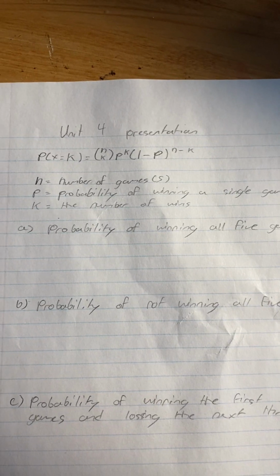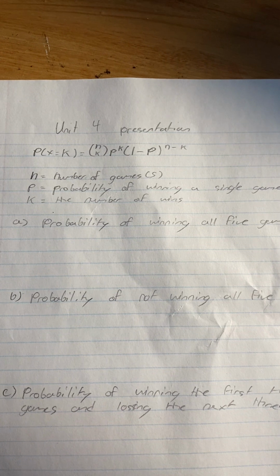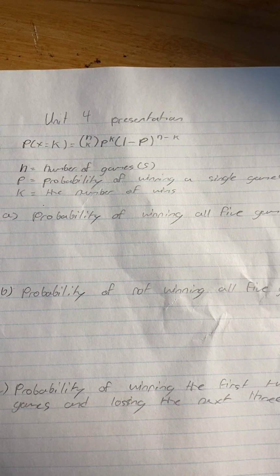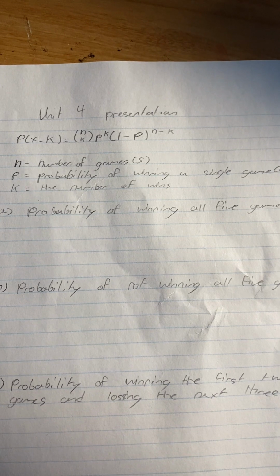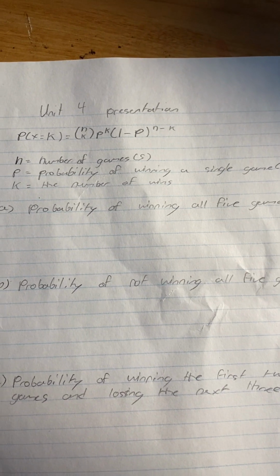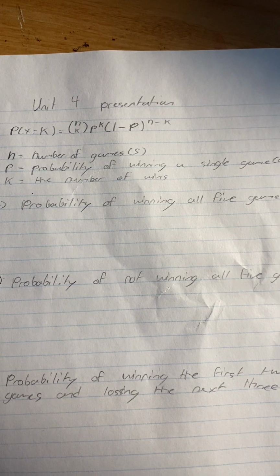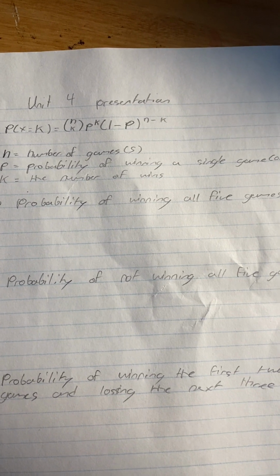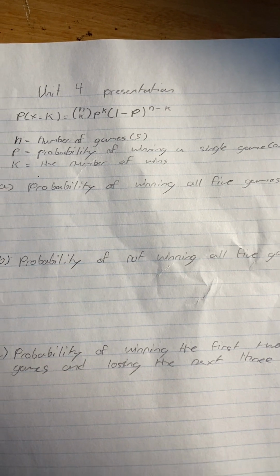Unit 4 presentation. So we have to answer this question. Mr. T is playing chess against online opponents. He plays 5 games. If Mr. T has a 55% chance of winning a given game, calculate the probability that Mr. T (A) wins all 5 games, (B) does not win all 5 games, and (C) wins his first 2 games and loses the next 3 games.